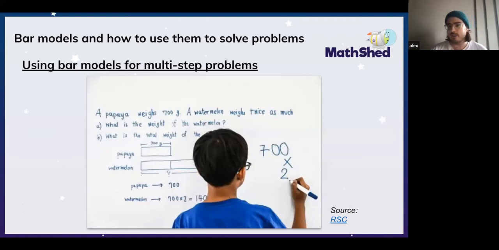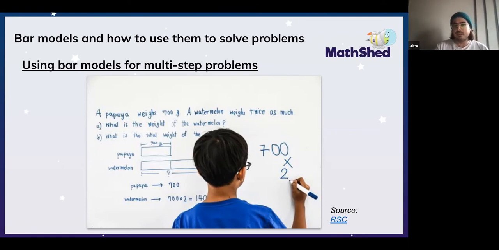They can be used for multi-step problems. Like here, we can see this word problem. It's in 2 parts. So a papaya weighs 700 grams. A watermelon weighs twice as much.